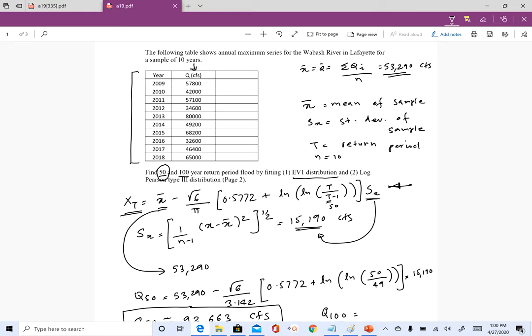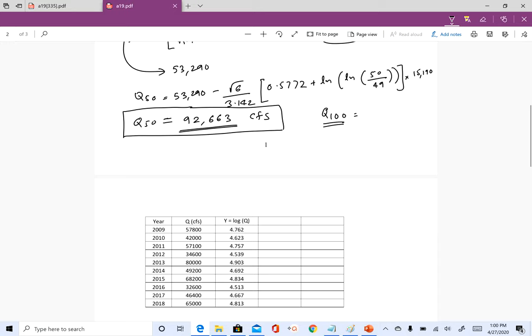I gave you an empty column here just in case you want to use it to get the values for calculating the standard deviation. So in this case, I can just use this column for x minus x bar and write down all these values and get the sum here and use that sum in this expression. So if your calculator allows you to do the standard deviation calculation, you don't need this column, but if not, you can use it. So this is how you can do flood frequency analysis using EV1 distribution.